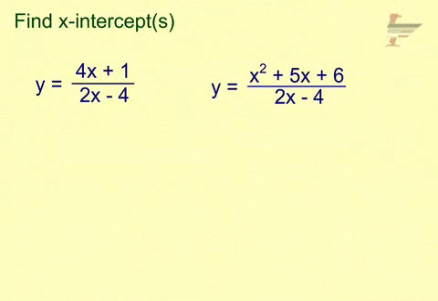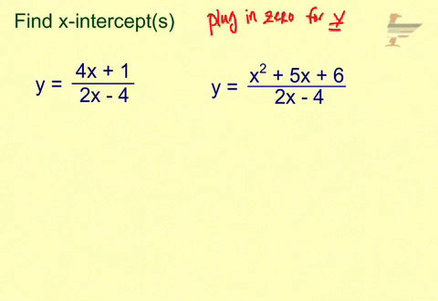To find an x-intercept, we are going to plug in 0 for our y value. So if I look over here and I just go ahead and make this y a 0, now we have to solve for x to see what the x-intercepts are.